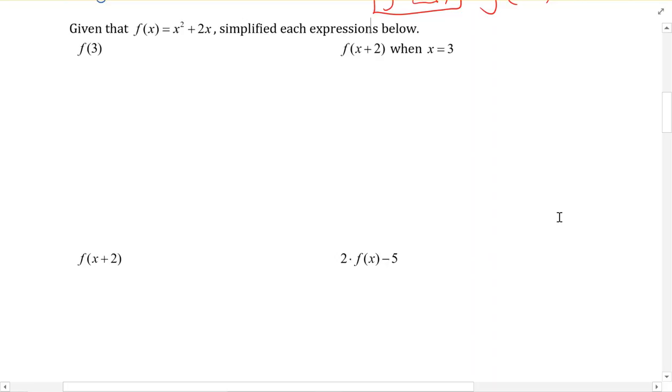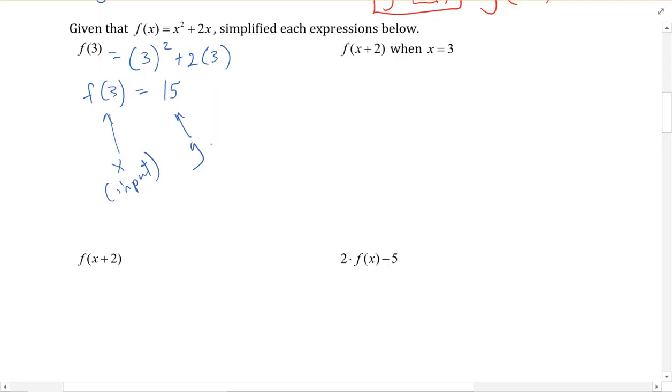We're given the function x squared plus 2x, and we want to simplify each of the following. Well, we're pretty comfortable with the fact that f of 3 means that we're going to plug 3 in for x. And so 3 squared plus 2 times 3, and simplifying that, 9 plus 6 is 15. And we could write the statement f of 3 is equal to 15, keeping in mind that 3 is our x value, or our input, while 15 is our y value, or our output. And we call them x's and y's just as shortcuts for saying input and output.